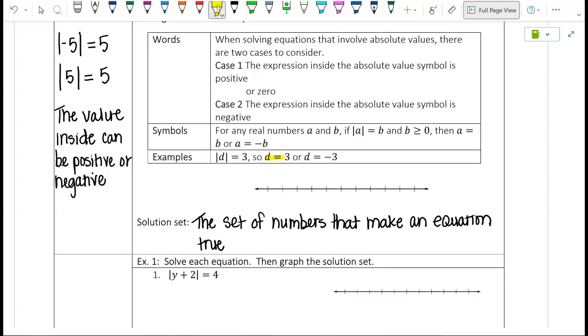If we go back and use that D equals 3 or D equals negative 3, for example, my solution set here would be bracket 3 comma negative 3 bracket. So solution sets are always placed inside brackets. And then they are going to ask you on this in your homework to graph your solution set, and this is just simply going to be graphing the points.